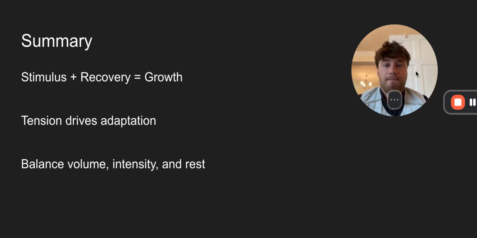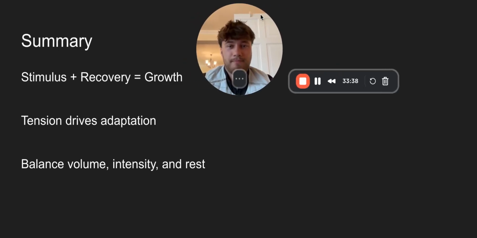Okay, so yeah, that's hypertrophy as a whole. So basically, train hard, train accurately, recover like a beast, and you'll get big and jacked, which is what we all want at the end of the day. I really think God put us on this planet to be big and jacked.